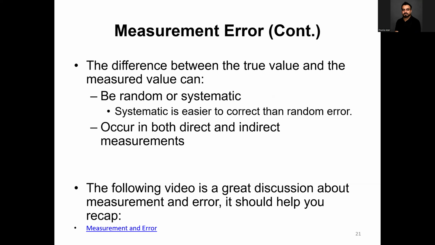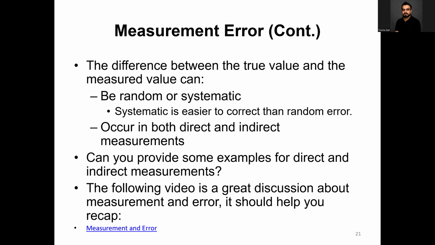Measurement error, this is also called variation. Remember that. Measurement error is also called variation. It can be random or systematic. Systematic measurement error is easier to correct than random error, and it can occur in both direct and indirect measurements. Can you provide some examples for direct and indirect measurements?